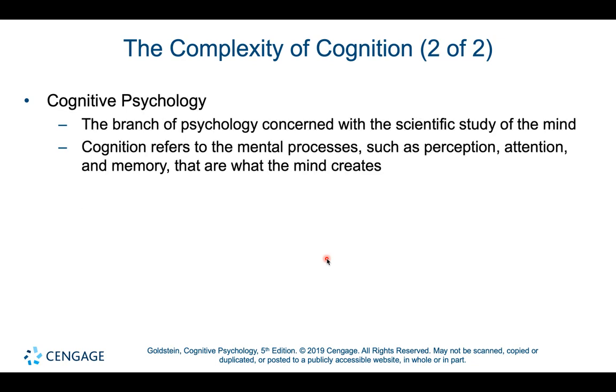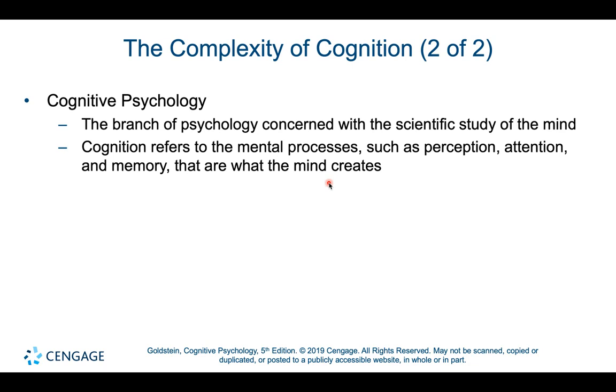So if we had to define cognitive psychology, as I said before, it's concerned with the scientific study of the mind. So we refer to these as mental processes, or basically what the mind creates, what the brain creates. Now, I said before that cognitive psychology doesn't necessarily study the brain itself. That's neuroscience. However, there is an in-between field, a combo of cognition and neuroscience called cognitive neuroscience. And that's really just the bridge between cognition and neuroscience.